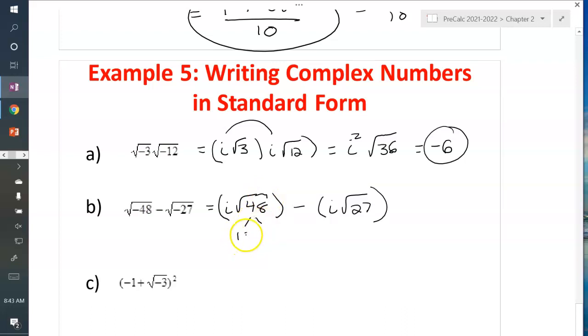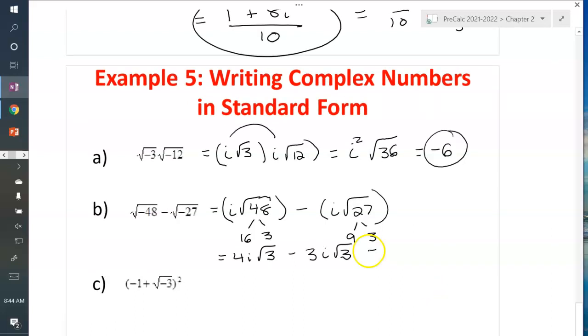So 48, that's a 16 times 3. So I'm going to square root my 16 to pull that out. So I get 4i square root of 3. 27 is a 9 times the 3. So I can square root that 9, pull that out, so that becomes a 3. So I get a 3i root 3. Look at that. The square roots are the same. So those are like terms. So 4i root 3 minus 3i root 3 is 1i root 3.